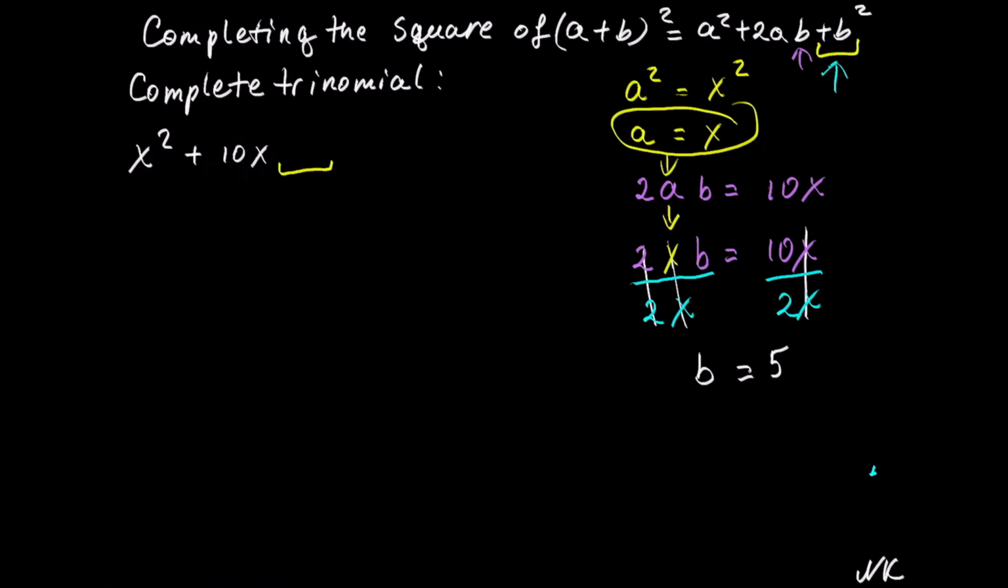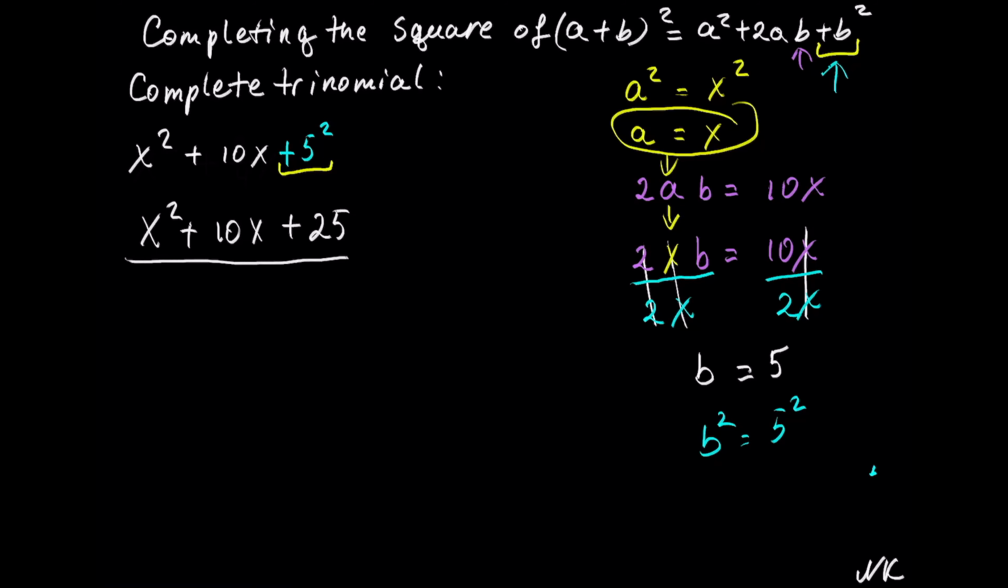So if b is equal to 5, b squared is equal to 5 to the second power. So to complete this trinomial, if we have x squared plus 10x, we just need to add b squared to it, which is 5 squared. And this gives us x squared plus 10x plus 5 squared is 25. This is our perfect square trinomial, which when factored is equal to x plus 5 raised to the second power.